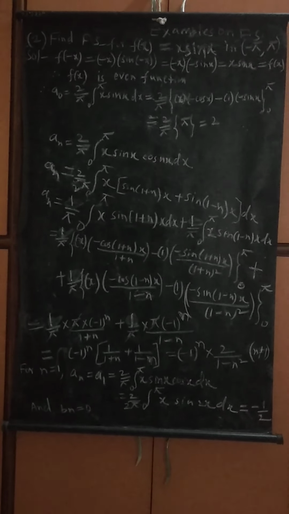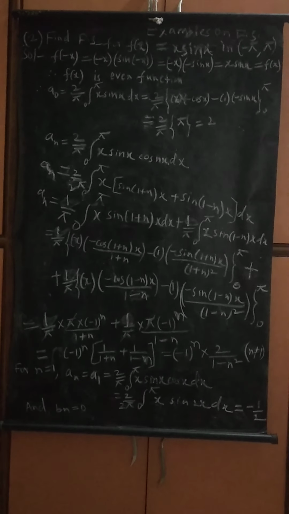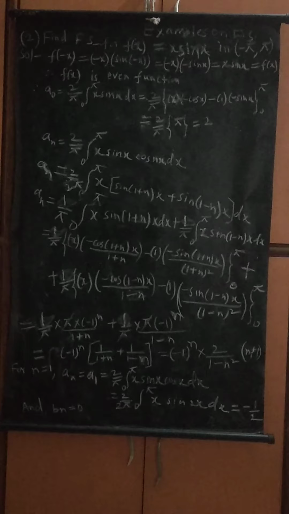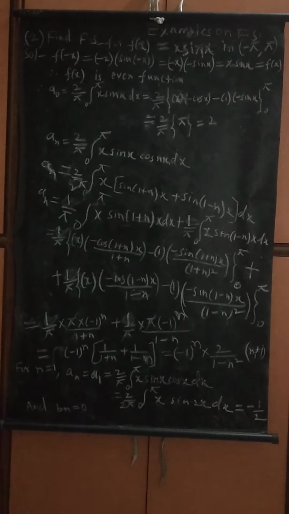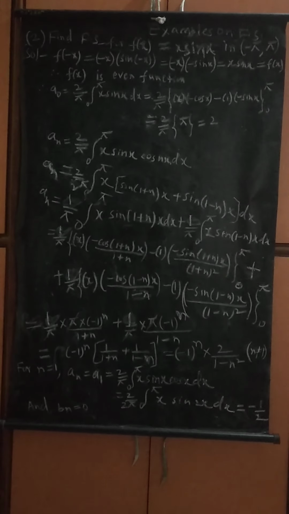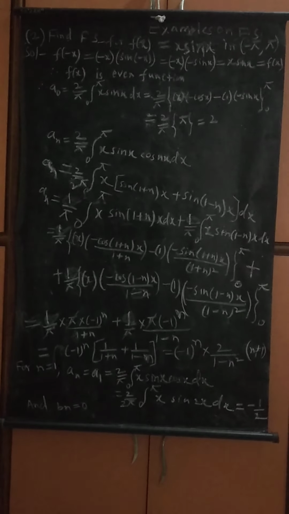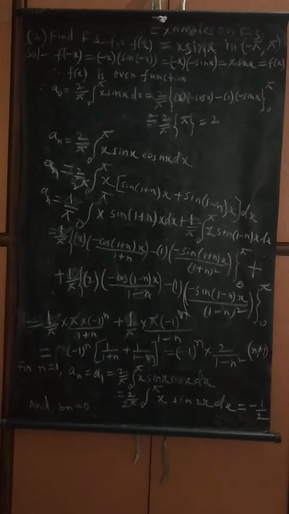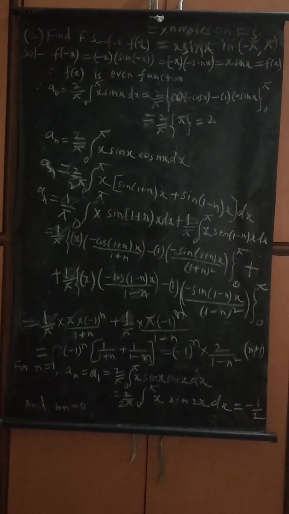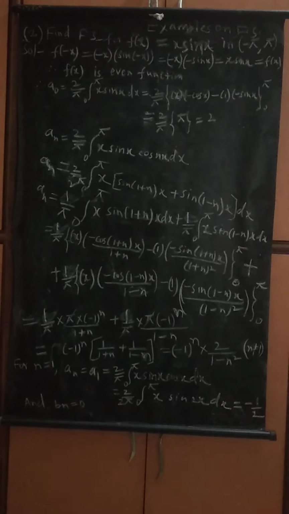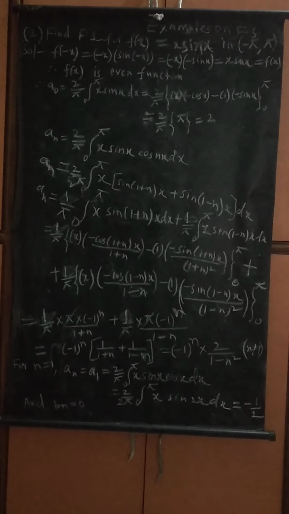So here f of minus x is equal to minus x into sine of minus x, that is equal to minus x into minus sin x, that is equal to x sin x, that is equal to f(x). Therefore f(x) is an even function, and therefore a0 and an we can find, and bn will be 0.